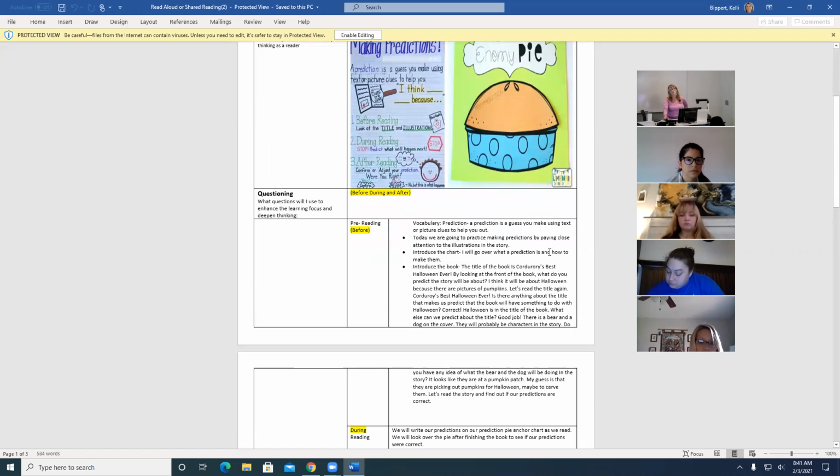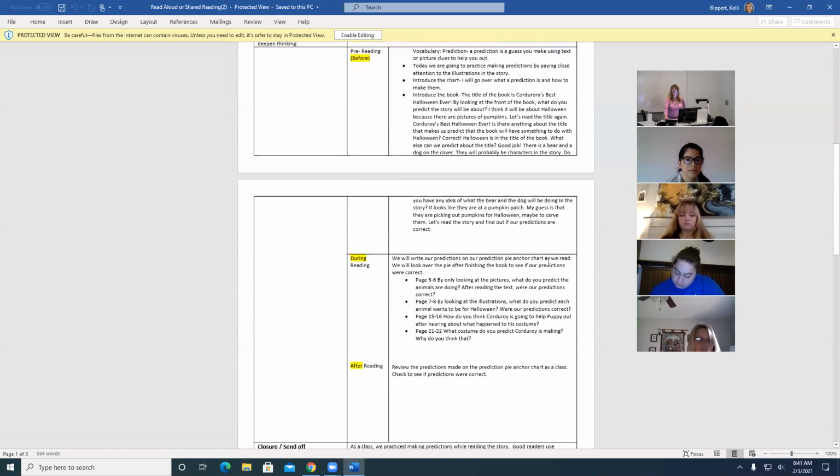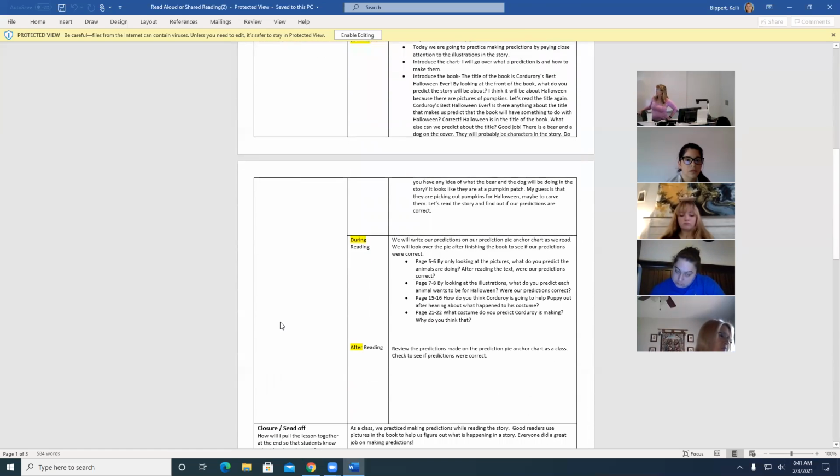Guys, you will have access to this, so you can kind of tear this apart and pick it apart when you need to. Look at her during reading questions though. This is what I need to see on yours too. You're not just telling me the questions, but you're telling me on pages 5 and 6, I'm gonna stop and ask something like this. 7 and 8, 15, 16, there's 4 places where she plans on stopping and asking questions. That's great. And they're all predicting questions, aren't they? It's perfect. It's tied right back to that objective.